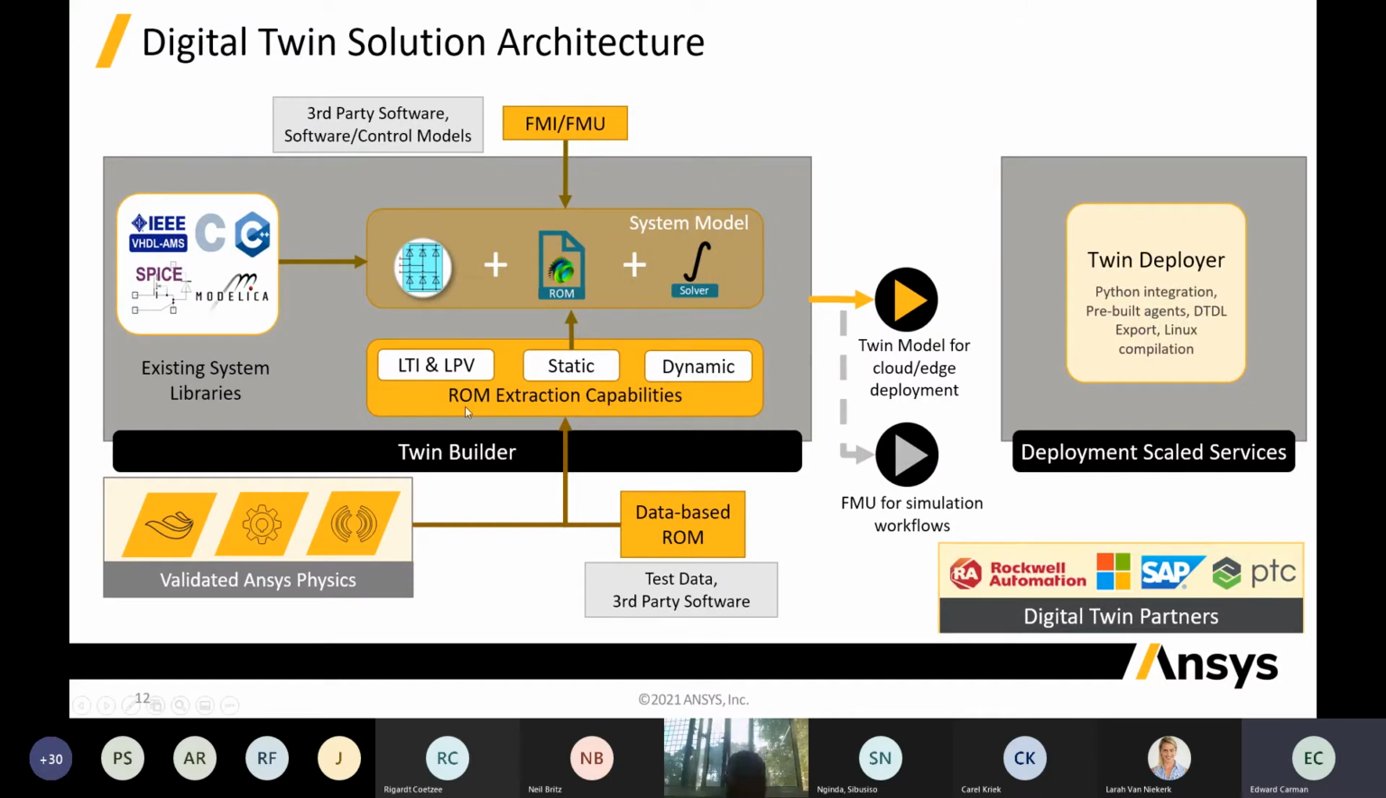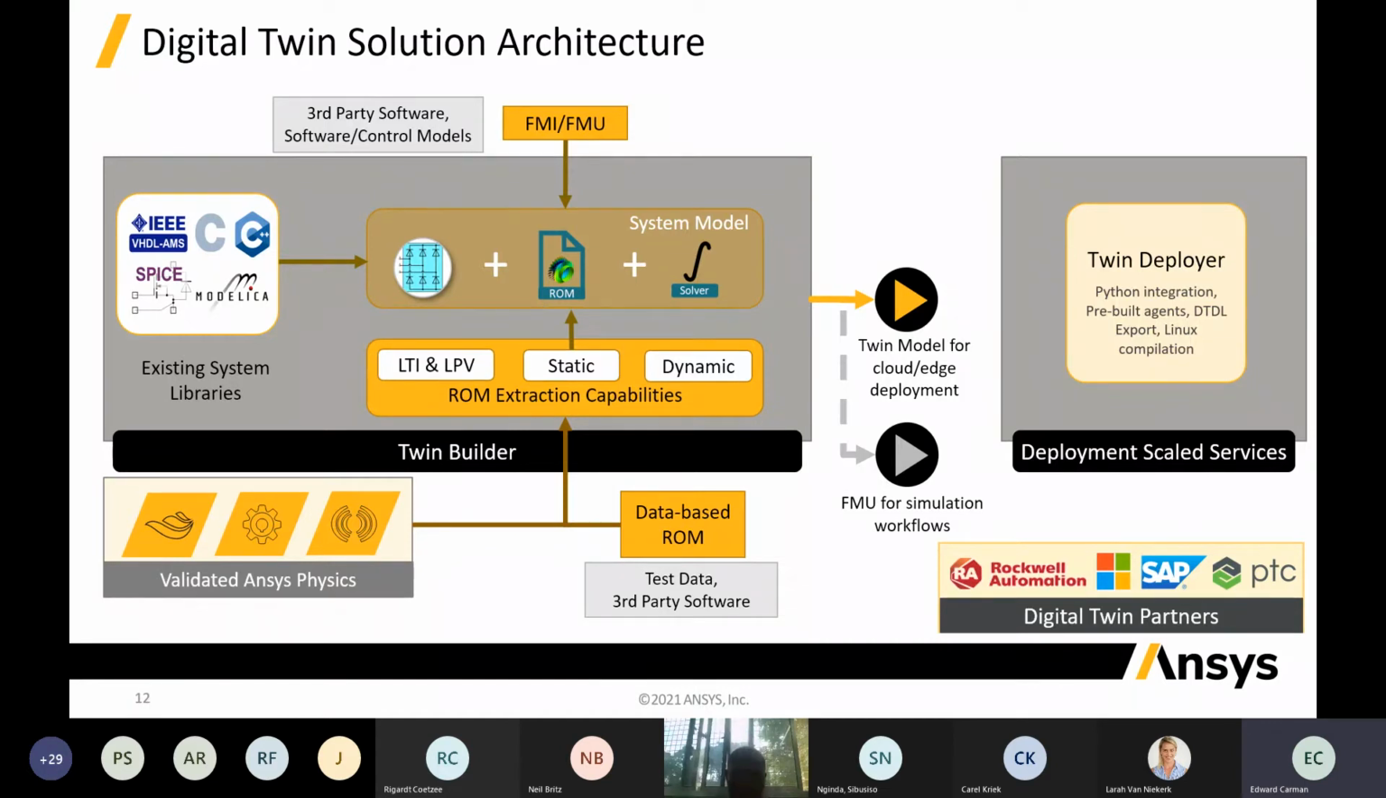But we can also take advantage of the existing complex 3D physics models we already have. We've often used these as part of component design. And through reduced order modeling tools, we can bring in these very computationally expensive but very accurate models into our digital twins, where we can get similar accuracy, but run them a lot faster.